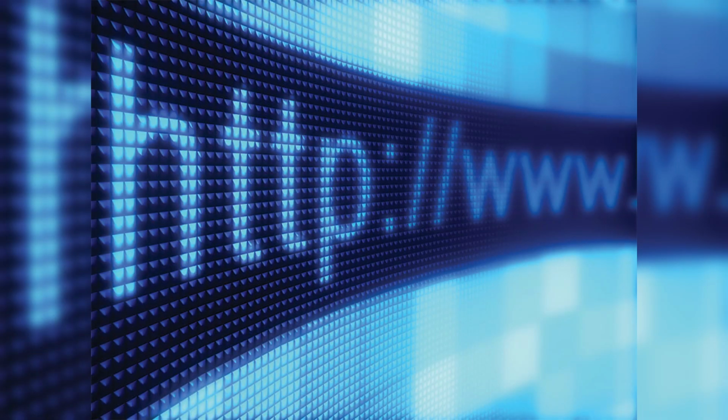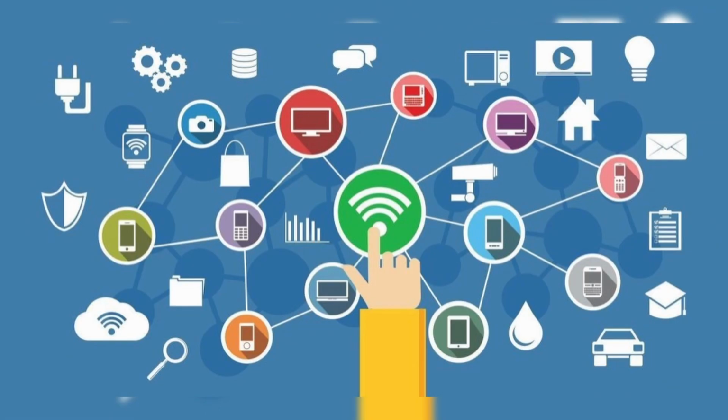So the surface web is the easiest to explain. It's the web that we browse every day. It's the internet, you could say. The normal, your everyday internet, your everyday websites, that's it.